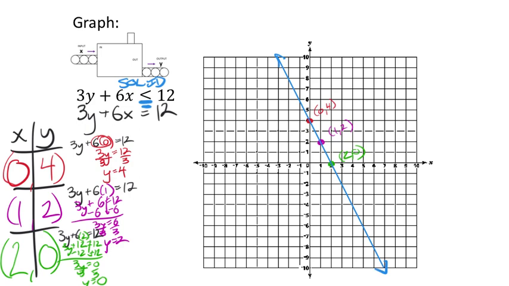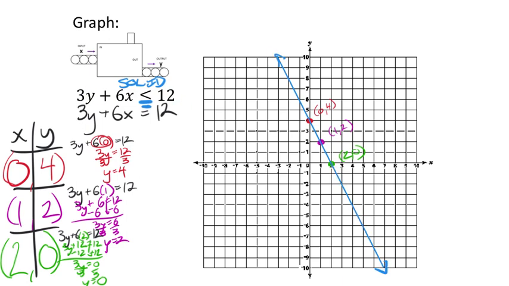There and there. And that is the line. Now if it was dashed, then it would have been just a less than symbol. It wouldn't have the equal part in it, but it does have the equal part, so I have to make this a solid line. This is communicating to people looking at this that a solid line means that all these values, all these points, these ordered pairs on the line would make the original inequality true.